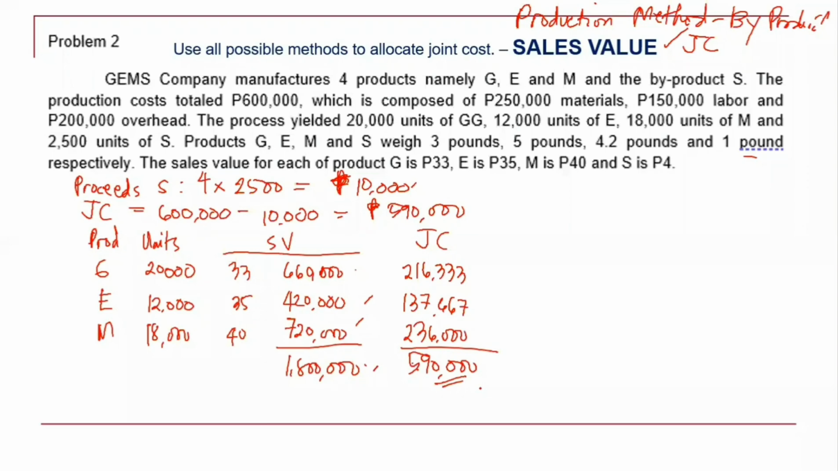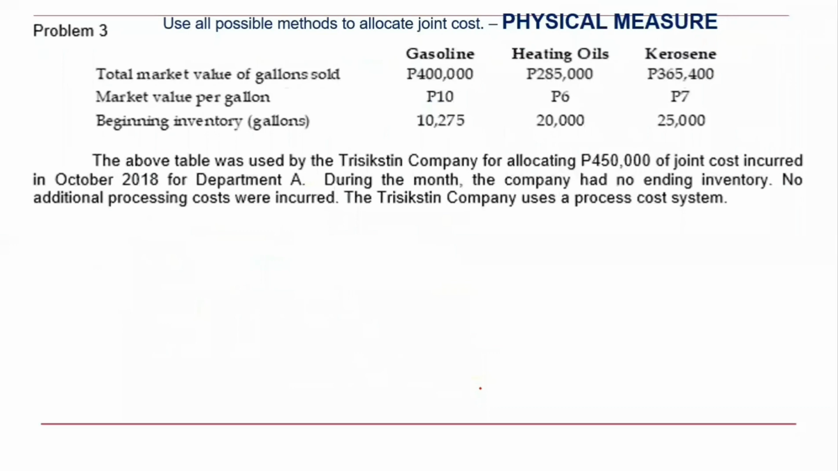Alright, so any questions so far? Ilagay lang sa chat box. So habang walang question, we will just proceed with problem number 3. Okay? So, use all possible methods then to allocate the joint cost. Pero ito, medyo may konting something lang na hindi napaka-straight to the point na ito yung units na gagamitin natin. So, tingnan natin.